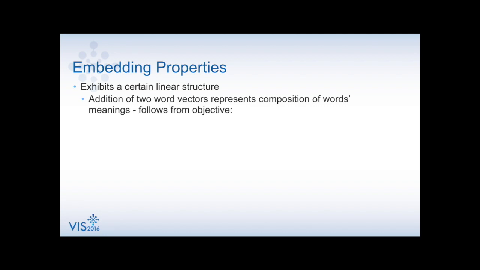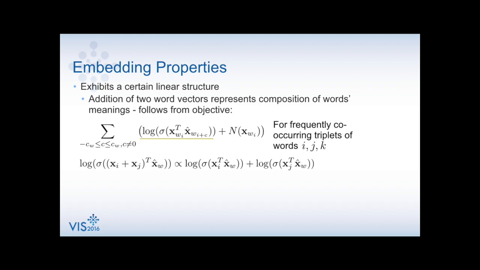And so secondly, the embeddings exhibit a nice linear structure where the addition of two word vectors represents the composition of their meaning. And so this follows from the objective, where if we consider a given word w_i and its neighboring words, for frequently co-occurring triplets of words, we have the following, which states that the log likelihood of the addition of two word vectors is proportional to the addition of the individual log likelihoods, which is what we're optimizing over. Hence, our embeddings naturally satisfy word vector addition and hence word composition.